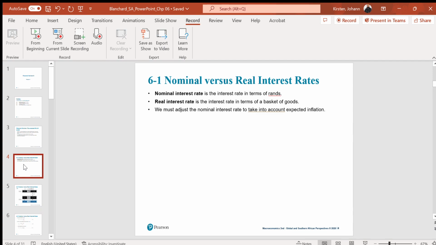So that's why we need to consider the buying power of your interest. You don't consider it in terms of interest alone, you consider it in terms of the buying power of the interest that you earn. And that is from the earning point of view. From the paying point of view, it's quite similar.